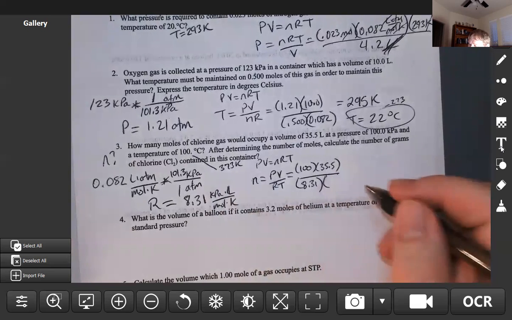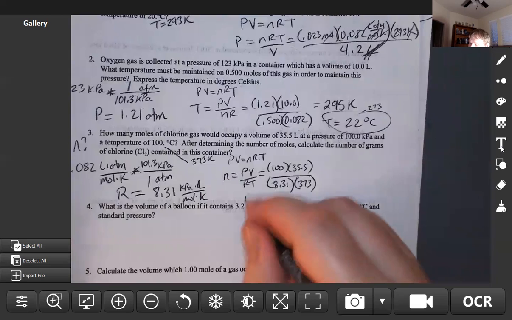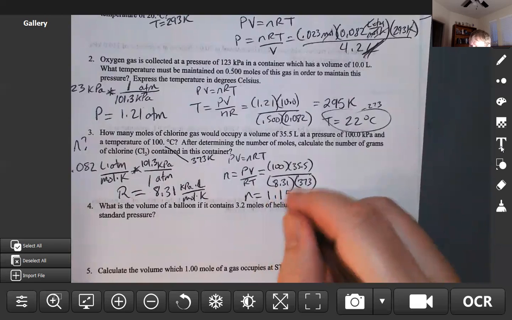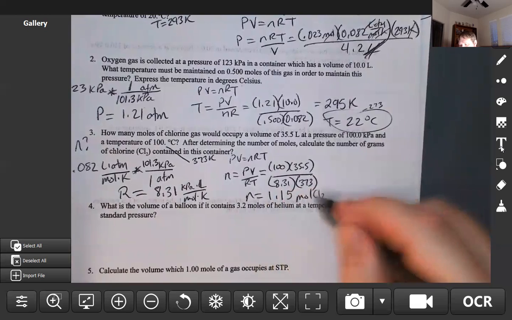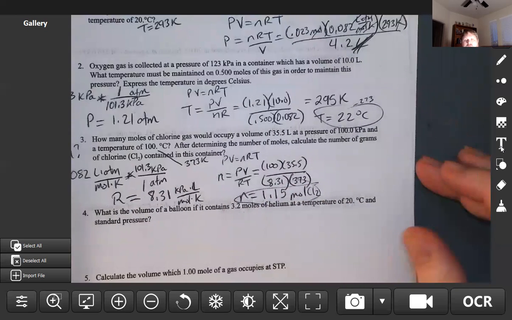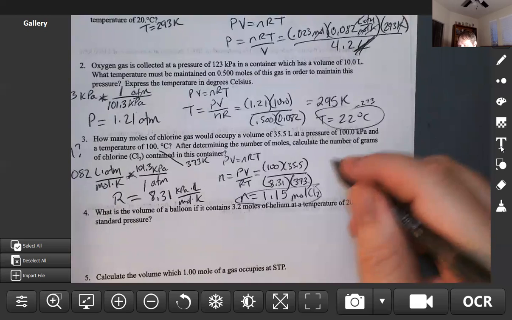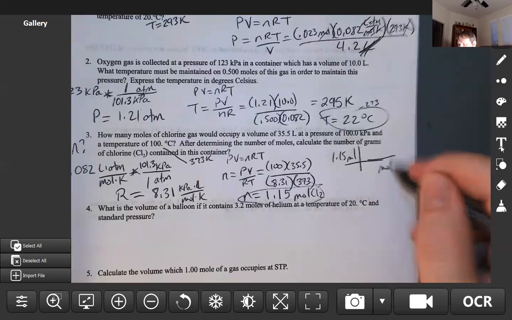And then the temperature here is 373. So we're going to get, let's see, 100 times 35.5 divided by 8.31 times 373, 1.15 moles of chlorine. And it said, go ahead and find us the number of grams. Okay, so we know how to do that. 1.15 moles of chlorine. We're going to set up a conversion factor, and we'll convert moles to grams.